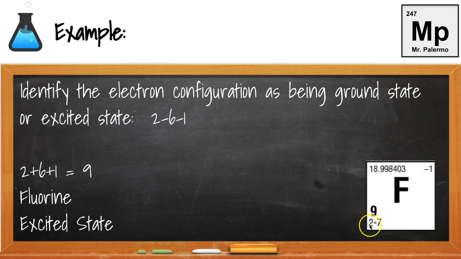And look at the configuration for fluorine. This is the ground state, the lowest possible energy configuration, which is 2 electrons in the first level and 7 in the second, or valence. And look at my configuration here, which is 2-6-1. It doesn't match, so we know that this is an excited state configuration. One of the electrons in this outer shell jumped up or gained energy and went to an even further electron level.